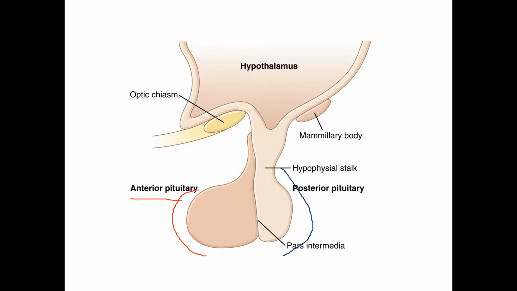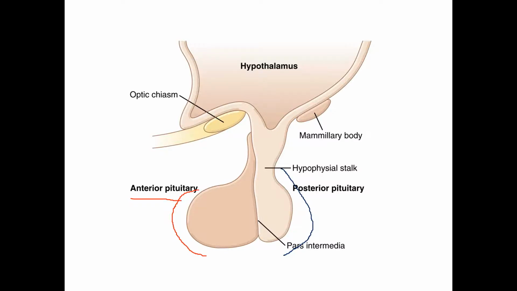On the other hand, the posterior pituitary or the neurohypophysis is embryologically derived from the nervous system. That's why it's called neurohypophysis. So it's the one which is closely related to the nervous system. The posterior pituitary is not actually a gland by itself. It consists mostly of terminal axons coming from particular neurons in the hypothalamus. On the other hand, the anterior pituitary is a gland by itself.